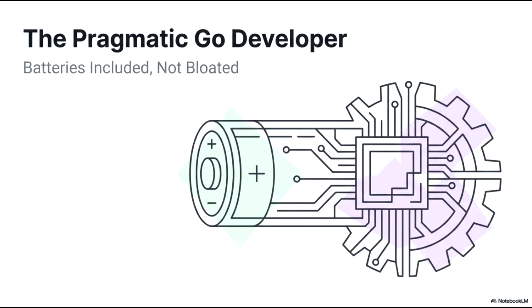We are here to discuss the core philosophy of being a pragmatic Go developer. As the title suggests, Go is built on the idea of being batteries included, but not bloated. This means the language provides a robust and comprehensive standard library that gives you the tools you need to build production-ready applications without the extra weight of unnecessary dependencies. Today, we will explore how to leverage this balance of power and simplicity to write cleaner, more efficient code.